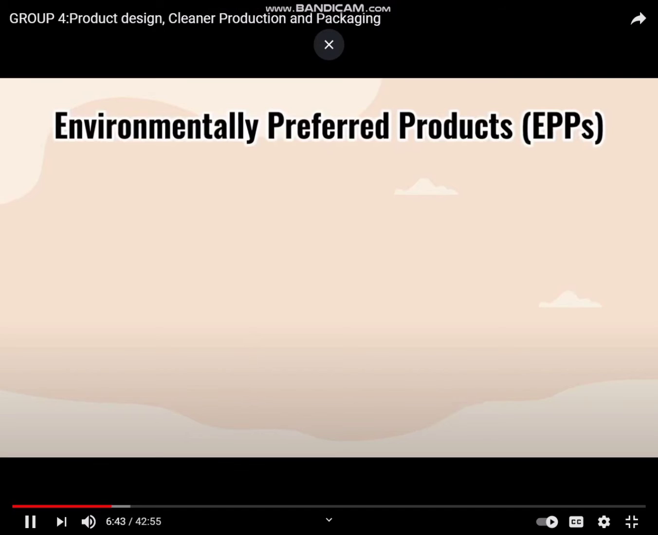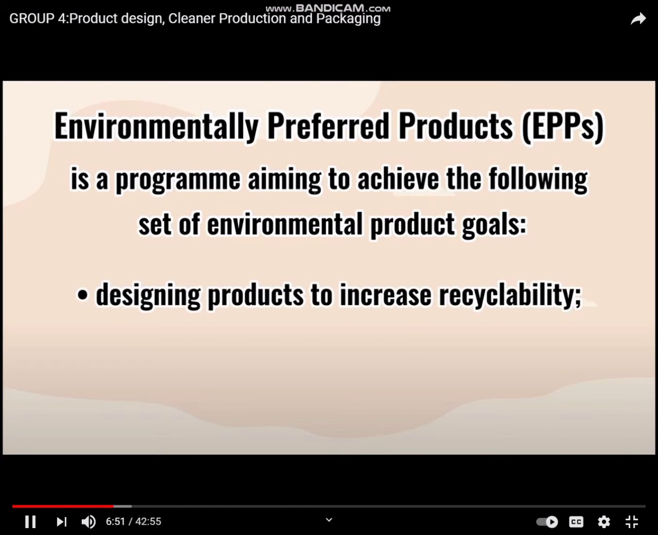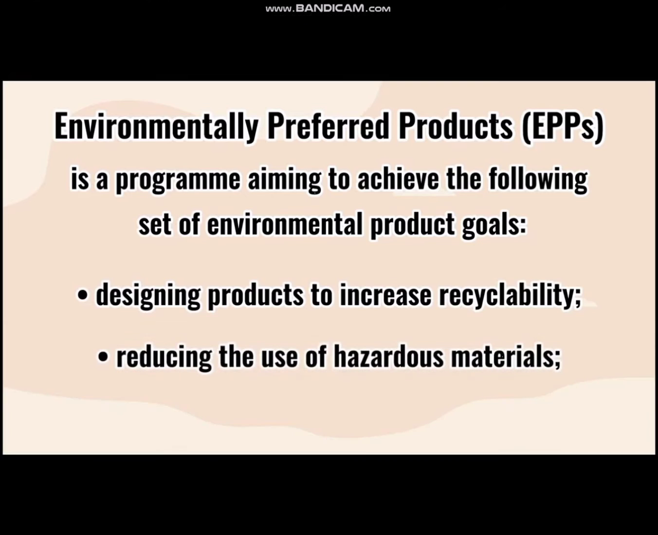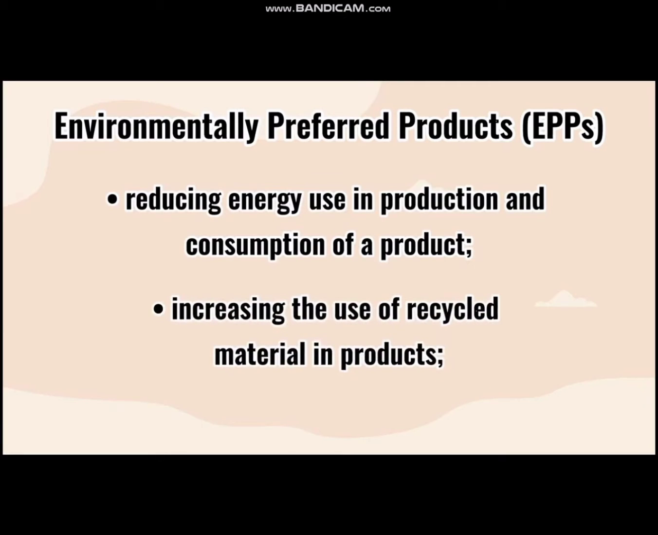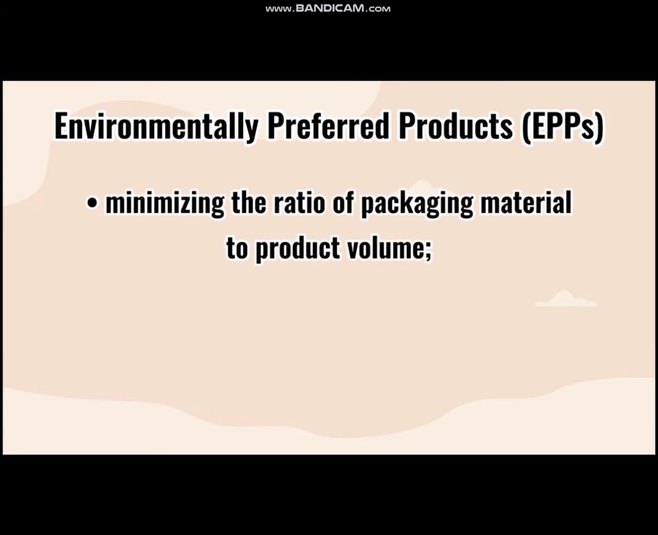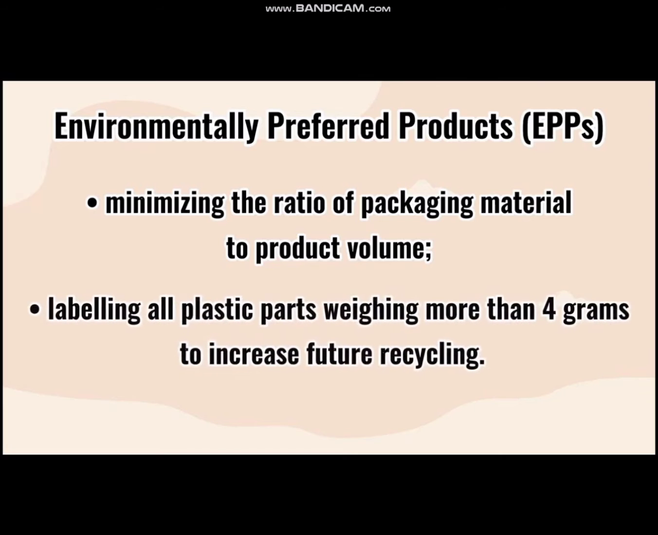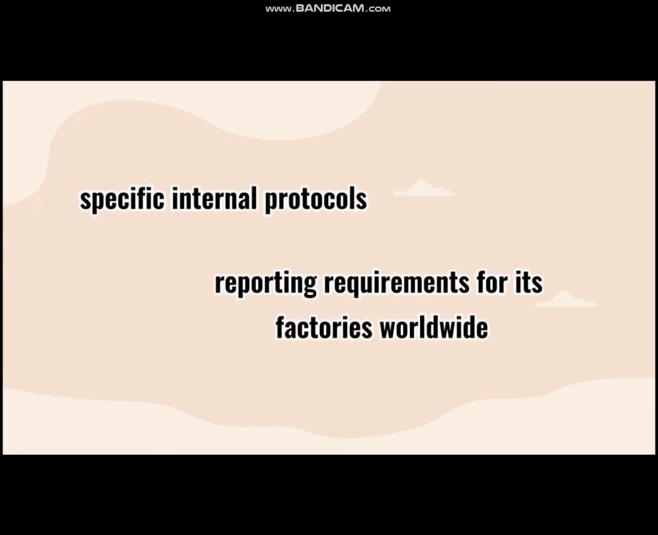Environmentally Preferred Products is a program aiming to achieve the following set of environmental product goals. First is designing products to increase recyclability, reducing the use of hazardous materials, reducing energy used in production and consumption of a product, increasing the use of recycled material in products, minimizing the ratio of packaging material to product volume, labeling all plastic parts weighing more than 4 grams to increase future recycling. Motorola maintains specific internal protocols and reporting requirements for its factories worldwide.